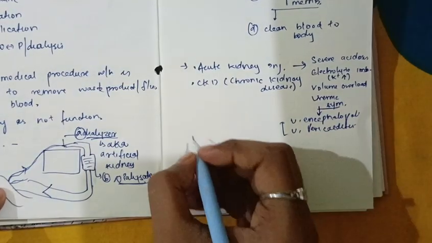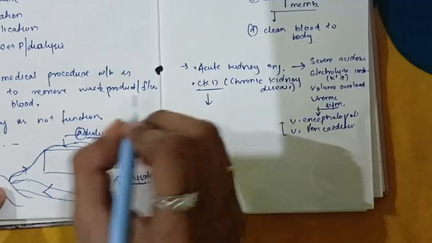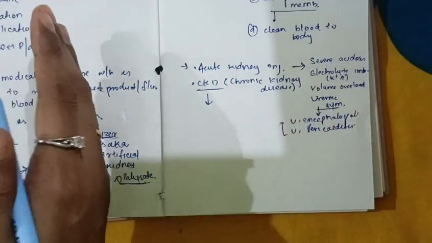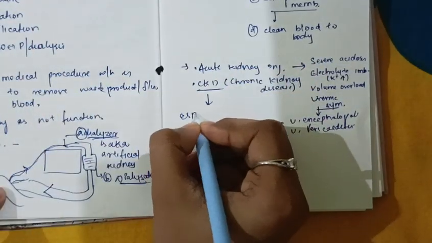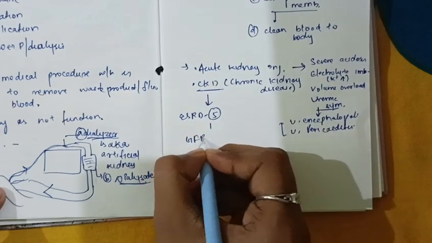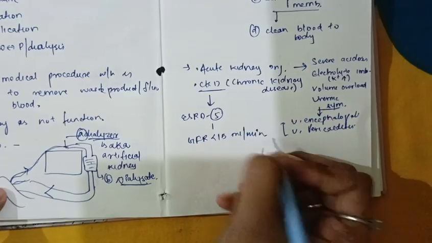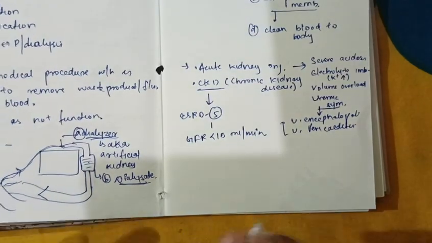Now chronic kidney disease. In chronic kidney disease, we have to memorize that hemodialysis is used in stage 5. What is stage 5? When GFR is less than 15 ml per minute.